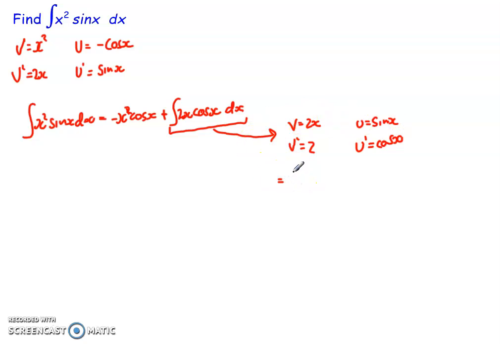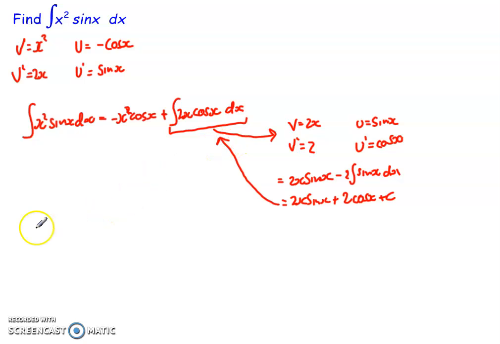So I know that that's going to equal vu, so it's going to equal 2x times sine x, take away the integral of v dashed u, take away 2 times the integral of sine x dx. So I've got 2x sine x, take away 2 times the integral of sine x, and the integral of sine x is minus cos x, so that becomes a plus, so I get plus 2 cos x, plus a constant of integration, c. So now that I've calculated this integral out here, which is this solution, all I do is take this solution and substitute it back into the original function I've got there.